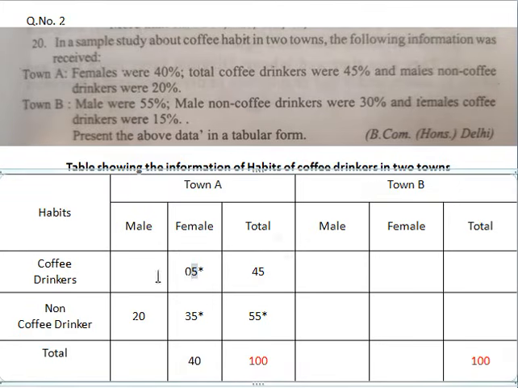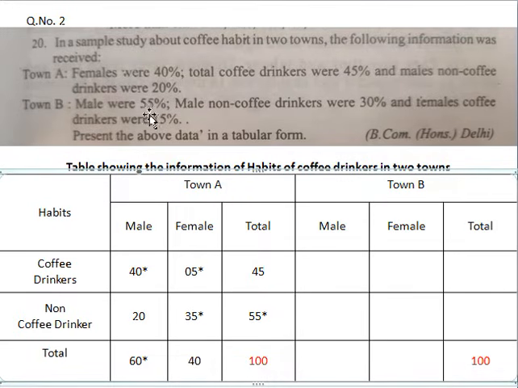45 minus 5, 40, right? Then you find the remaining. Remaining means which one? 40 plus 20, 60. 60 is the total. Now you find here 60 plus 40 is how much? 100. So this was the answer of total.